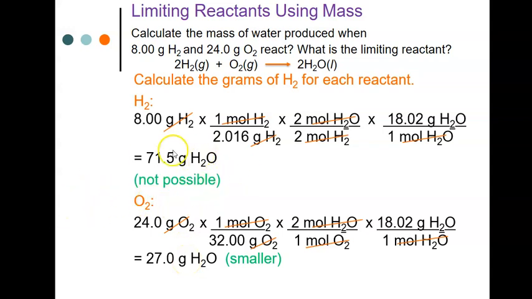This 71.5 grams of water is not possible. You cannot get this, because you already ran out of oxygen here. At 27 grams, the reaction will stop. So there is no possibility of getting 71.5 grams of water at all. So in this case, your oxygen is your limiting reactant.